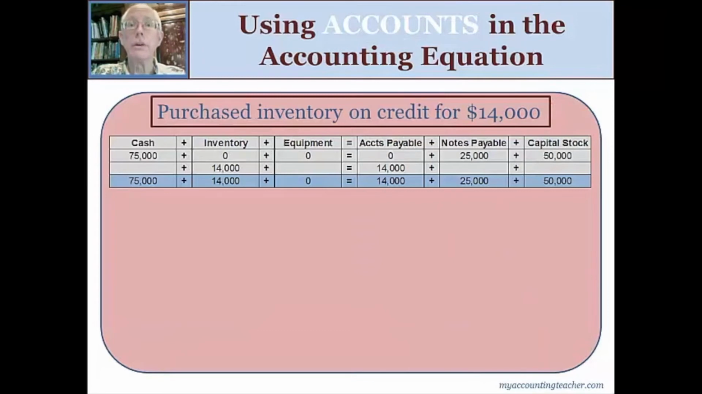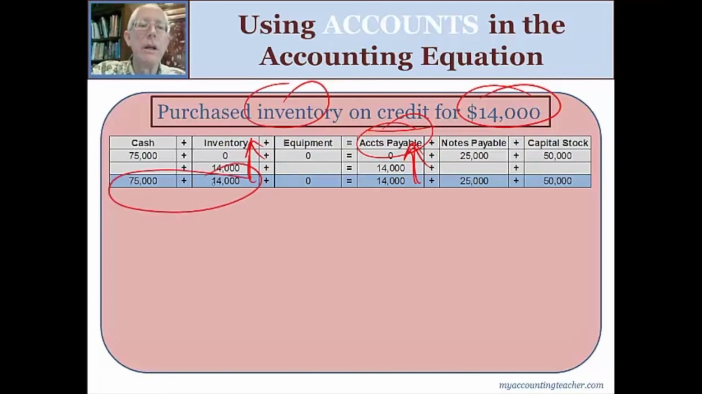Let's do another transaction. Buy inventory on credit for $14,000. Okay, two accounts are impacted here. Our inventory goes up. Now, where do we get the money to buy that inventory? We didn't pay for it in cash. We promised to pay later. So our accounts payable, that account, goes up. So we're keeping track of the detail here. The inventory account went up and the accounts payable account went up. And we still see total assets, in this case $89,000. Total liabilities and equity, still $89,000. Our balance sheet still balances.